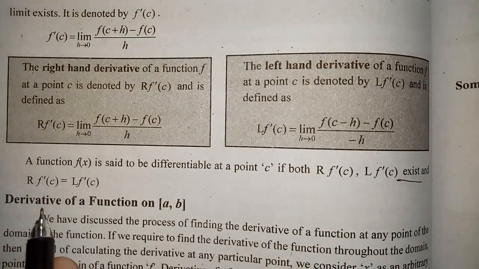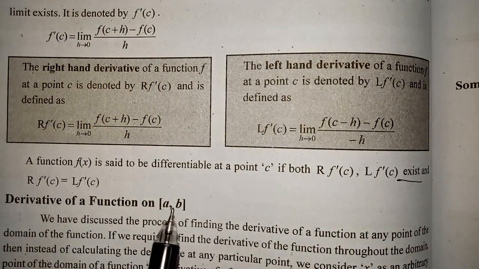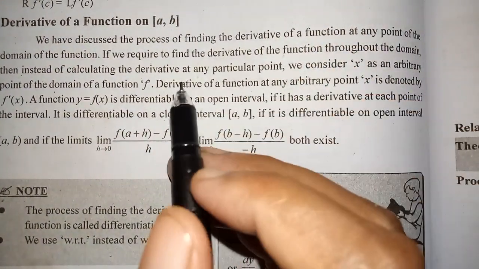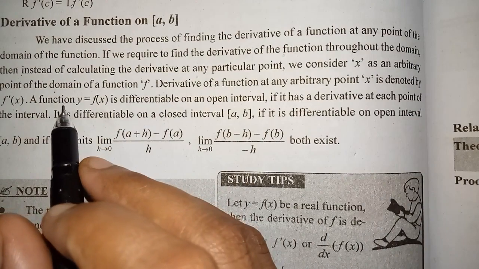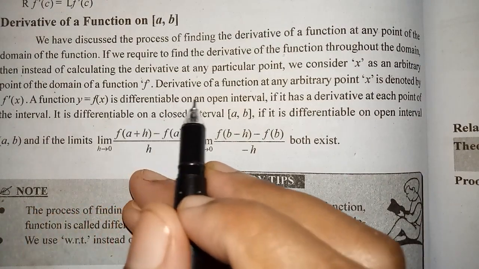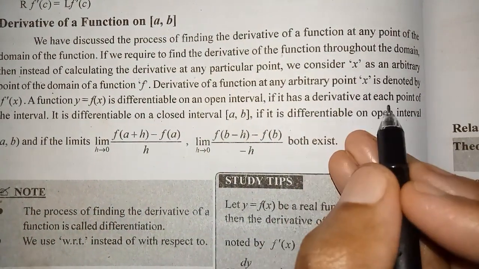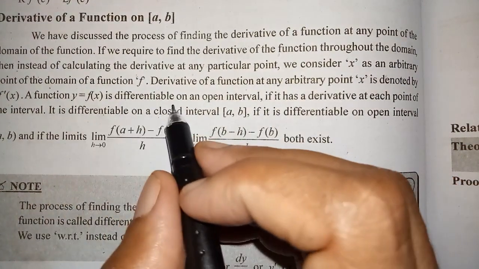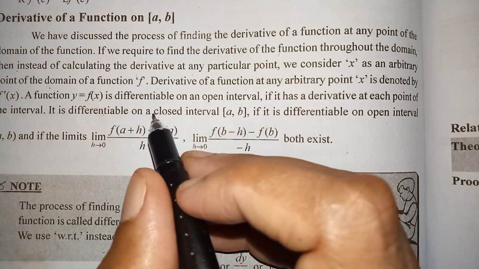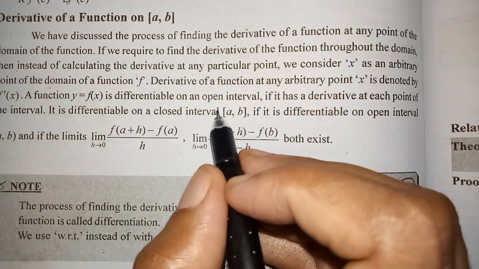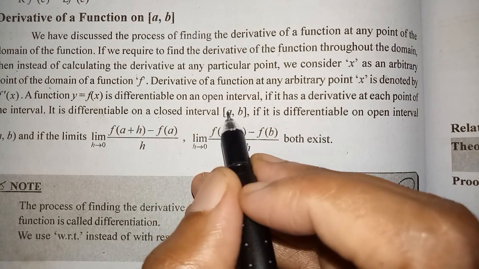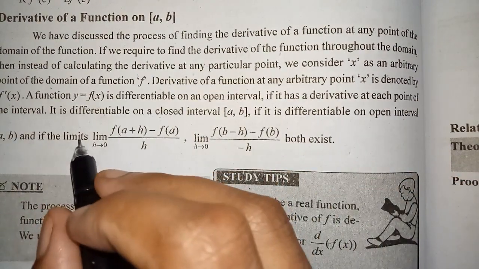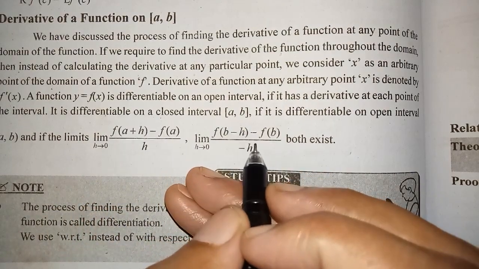Okay, now you have to find what you mean by derivative of a function on closed interval ab. Before that, you should see what you mean by derivative of a function on open interval ab. So here we have written a function y equal to f of x is differentiable on an open interval if it has a derivative at each point. That means at all points between the open interval ab, it should be differentiable. Similarly, it is differentiable on closed interval ab if it is differentiable on open interval ab, and also at the end point a and end point b.